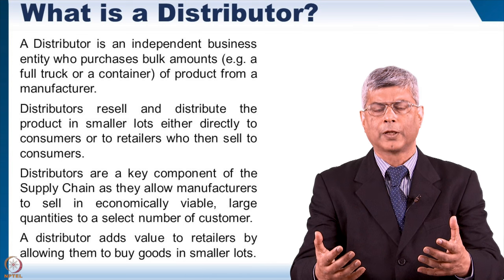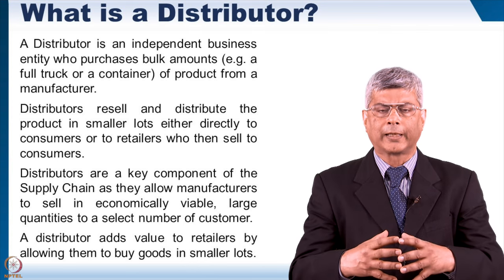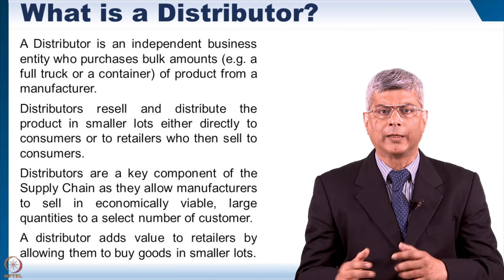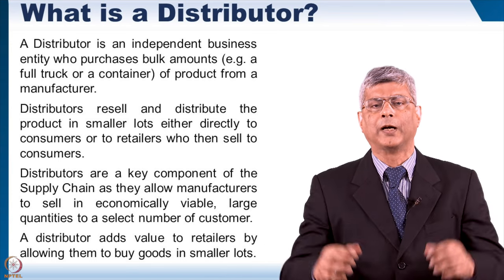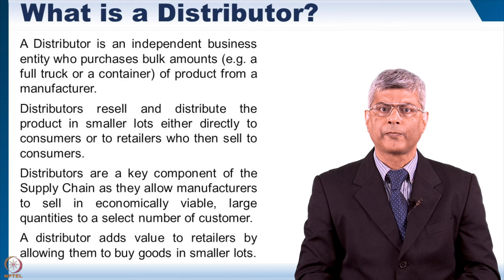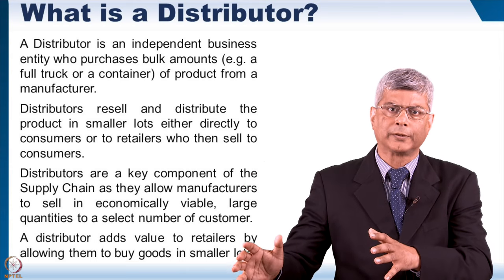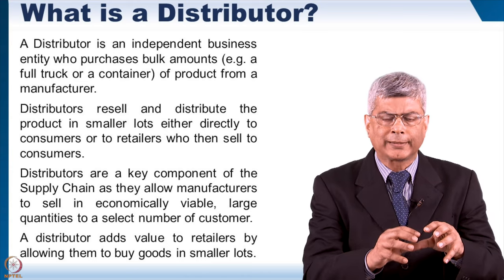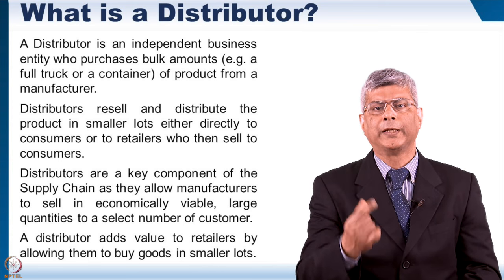A distributor may buy a full truckload. Large global distributors may buy a container load. A very big distributor, let's say a distributor of cars, a Ford, a General Motors, a Maruti, or Mahindra, or Hyundai, may buy a shipload of cars. And he buys it from the manufacturer. And what he does then is to take those large lots of soaps, detergents, cars, phones, PCs, laptops, and sell it in small lots to retailers or sometimes individual units to a consumer.